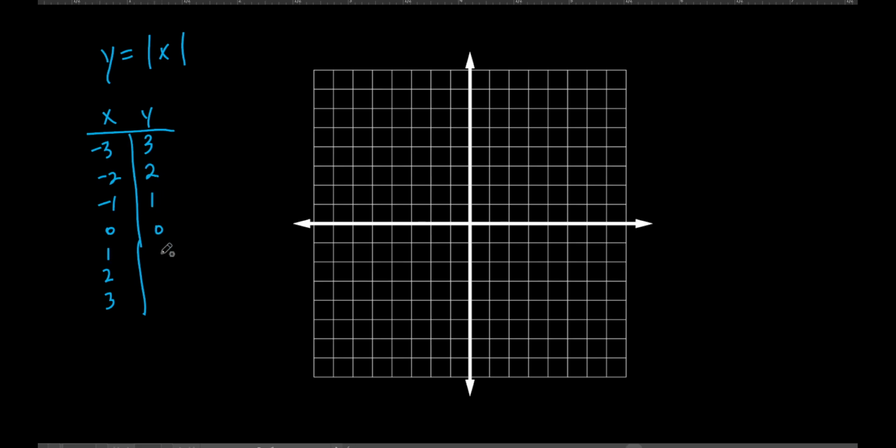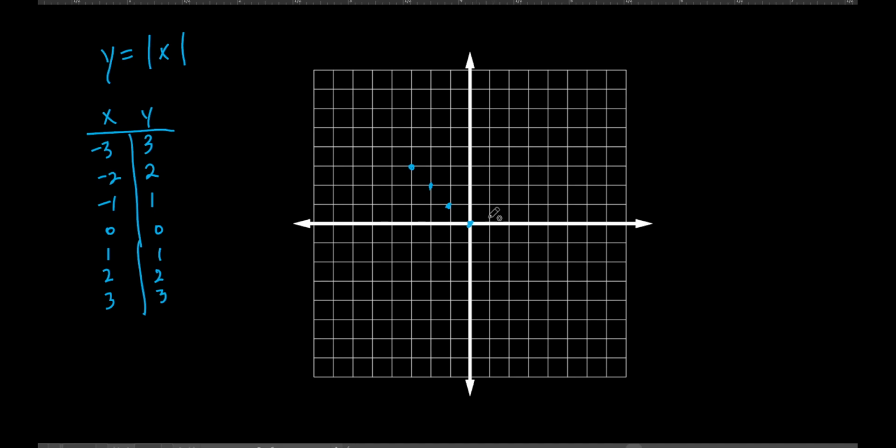What's this? Still stays 1, right? It doesn't change it to a negative. Absolute value keeps it positive. 2, 3. So if we were going to graph this, what's that going to look like? -3, 3. 1, 2, 3. Right there. -2, 2. -1, 1. 0, 0. Does it keep on going down? No, because this is the absolute value, right? So all my y values are going to be positive, aren't they? So I'm not going to have anything go down here.